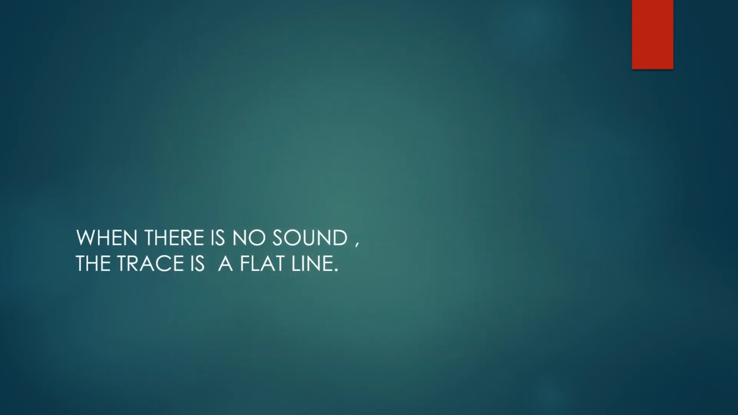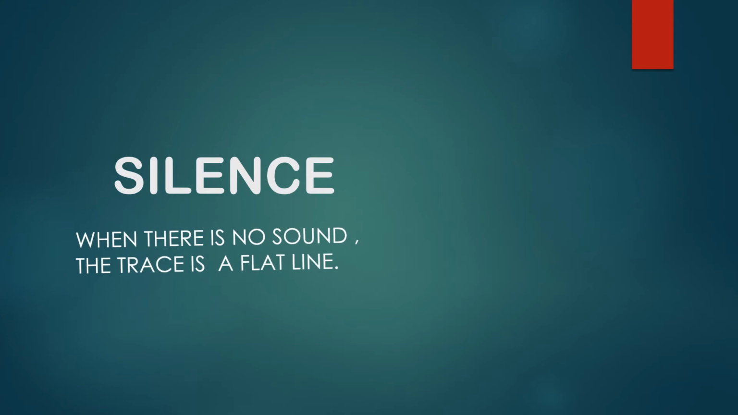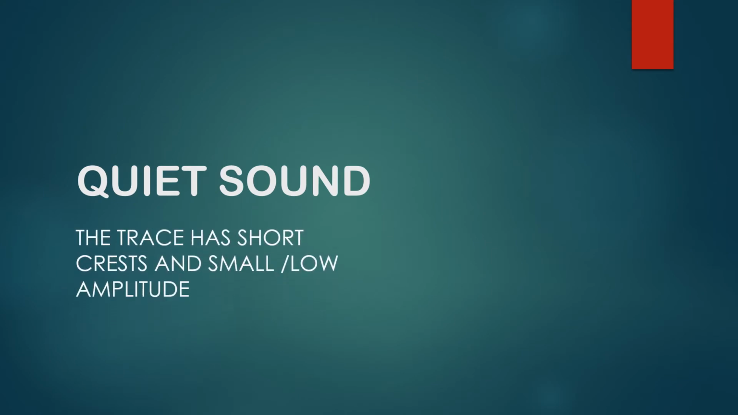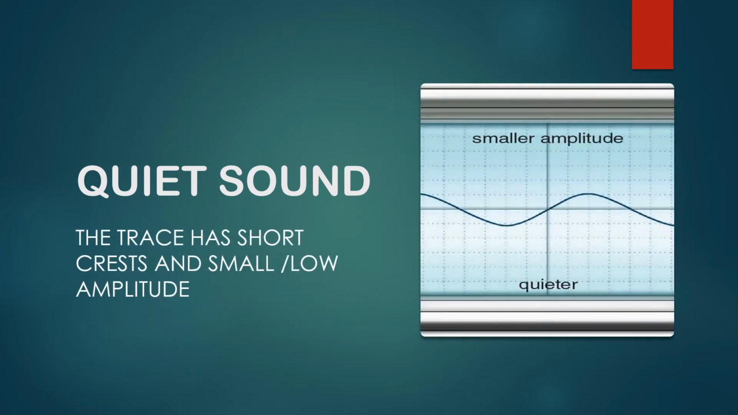So what does sound look like on an oscilloscope screen? When there is no sound being made, there will be a totally flat trace line, meaning that there are no vibrations passing through. When we have quiet sounds, the trace line has got short crests and small or low amplitude. So the trace line will have short crests, and as you can see here, the valleys are also very narrow or small.